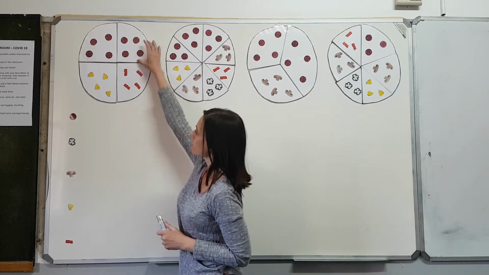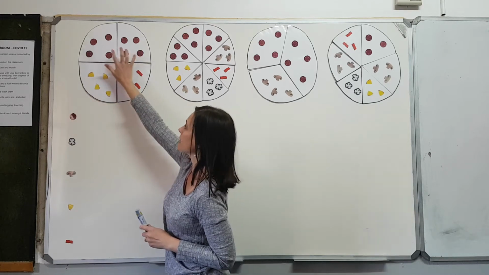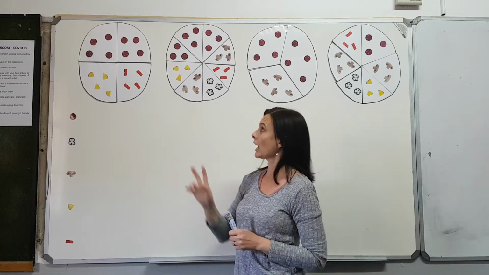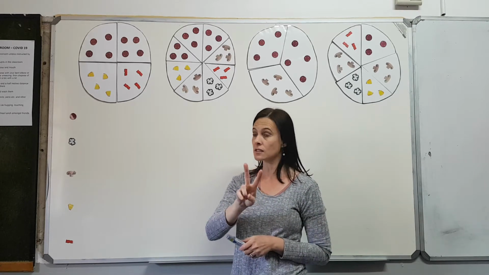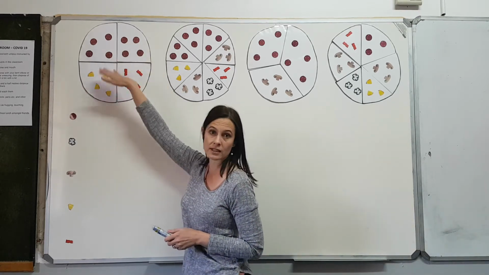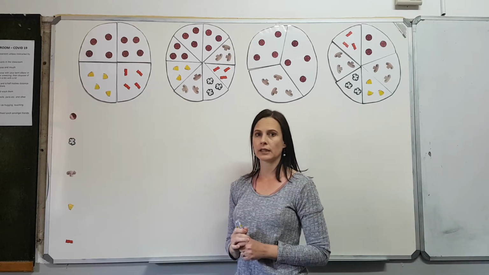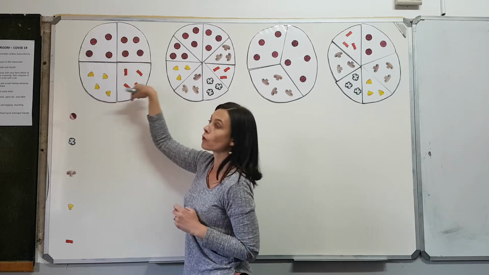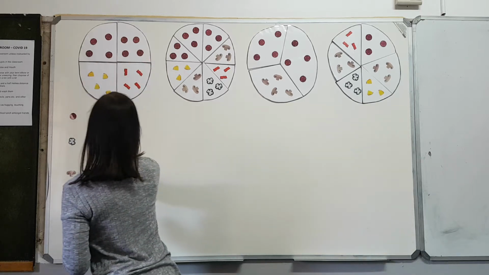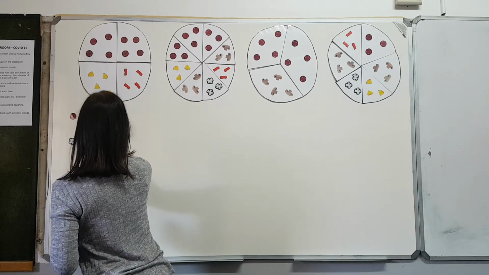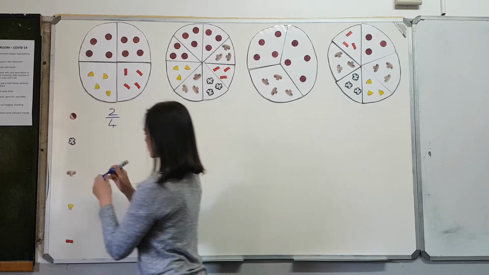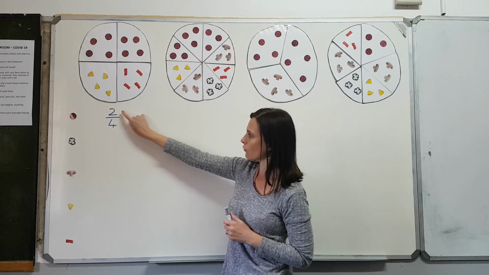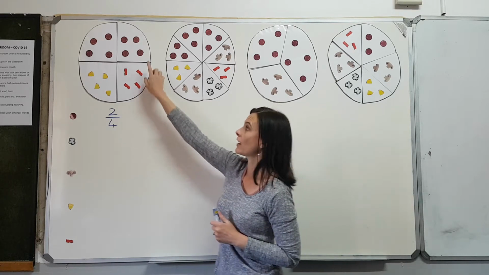So let's look at the pepperoni first. How many slices can you see here with pepperoni? I can see 2 slices of the 4 slices with pepperoni. Now let's write the fraction. 2 of the 4 slices. 2 quarters or 2 fourths. 2 of the 4 slices have pepperoni.